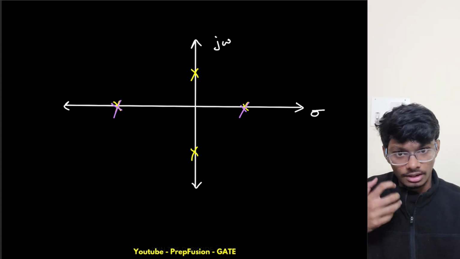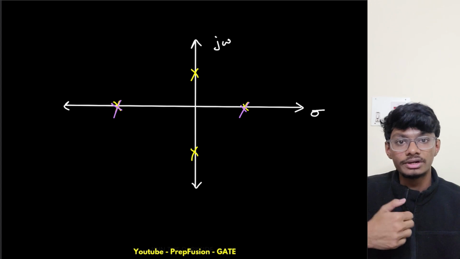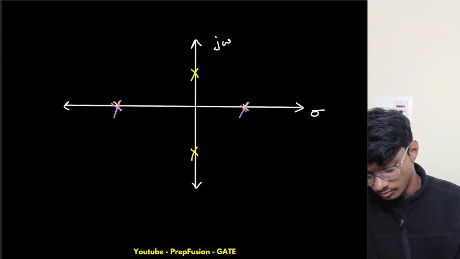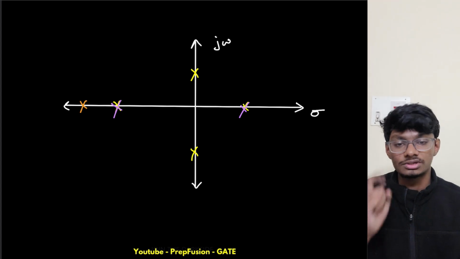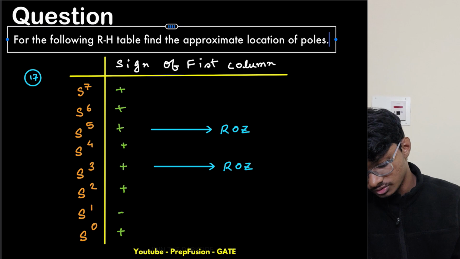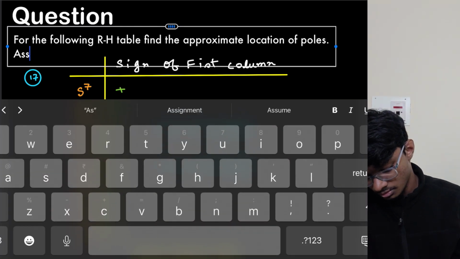So I've covered the 6 poles. I'm only left with 1 pole. So the remaining pole will lie somewhere around here, because only 1 pole is left. Again, I will write the same thing, that assume origin is not a solution.